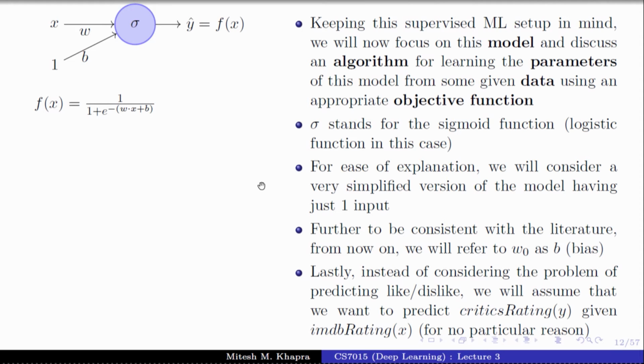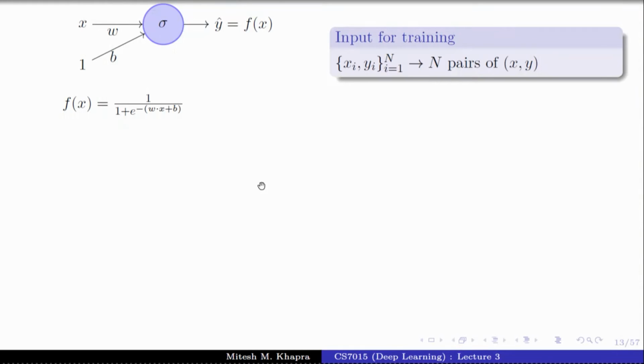And lastly, instead of predicting a yes-no decision, I'm taking the problem where I'm given the IMDb rating of a movie, and I want to predict the critics rating from that. So I've been given an IMDb rating, assume it's between 0 to 1, and I want to predict what the critics rating is going to be. Is that fine? So that's what my setup is. And in this setup, what do I need to tell you? How to learn? What do I need to learn? W and b. How do I learn w and b? That's what I need to tell you.